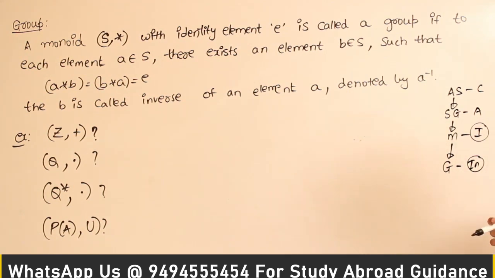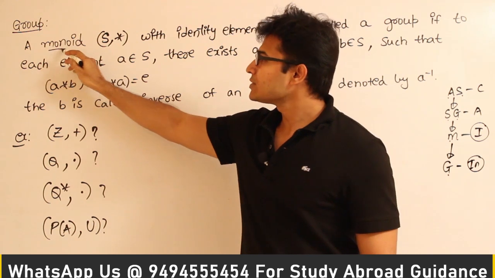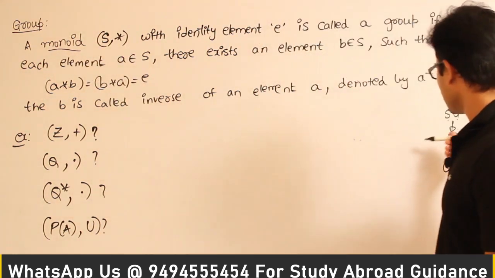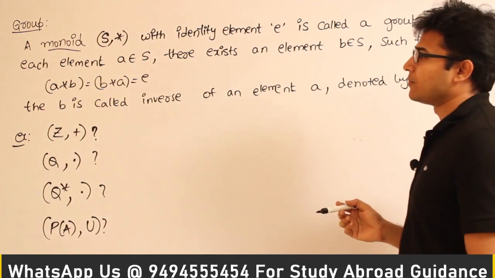So don't get confused here. Simple concept. Algebraic structure means the closure property should be satisfied. Semigroup means the associative rule should be satisfied, monoid means it should have the identity element, and then group means every element should have the inverse, right? So let's see the definition here. A group has to be first a monoid, then only it can qualify to be a group.